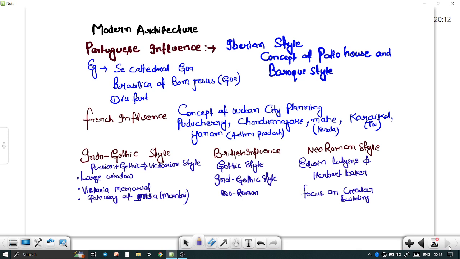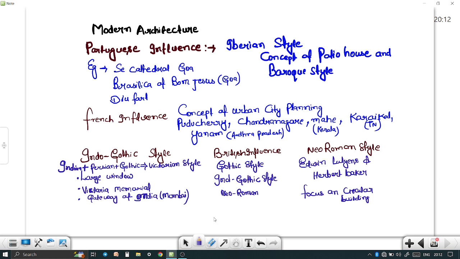Now, the Indo-Gothic style is a unique blend of Indian, Persian and Gothic. Okay, let me write. So, we are discussing the Indo-Gothic style, which also includes Indian style. So, Indian, Persian and Gothic, that collectively is called Victorian style.